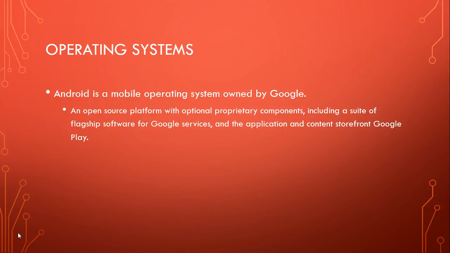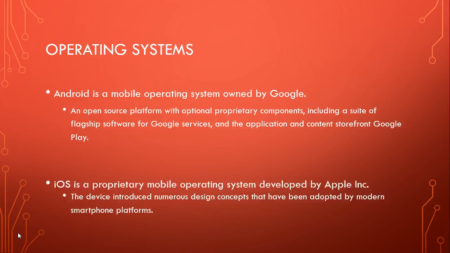Operating systems. Here we go. Android, a mobile operating system owned by Google. This is an open source platform with optional proprietary components, including a suite of flagship software for Google services and the application and content storefront for Google Play.